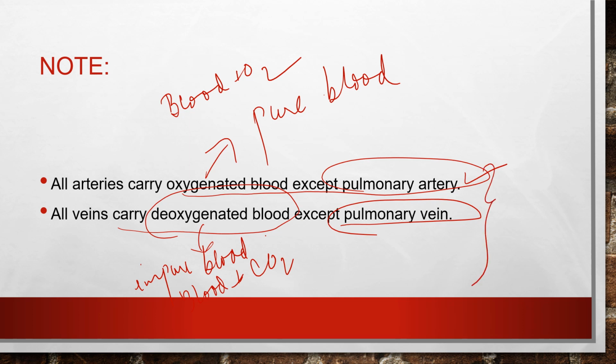These two are very important exceptions, and questions are asked many times about which artery carries deoxygenated blood. The answer is the pulmonary artery. And which vein carries oxygenated blood? The answer is the pulmonary vein. When we come to the structure of the heart and how the veins and arteries work in the heart, we will mention these two again. So let us move on to the next one.